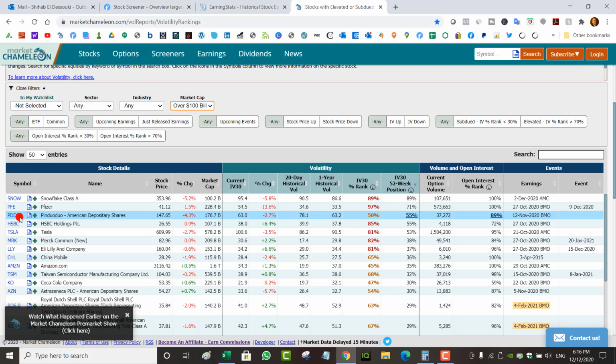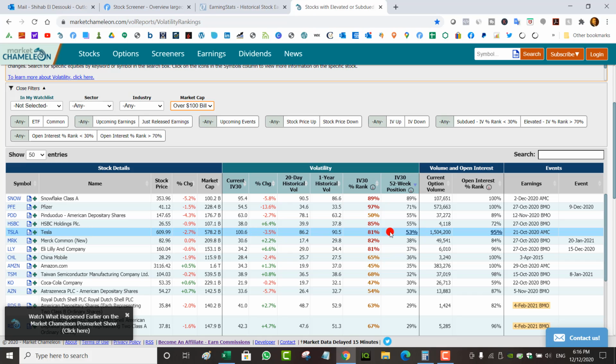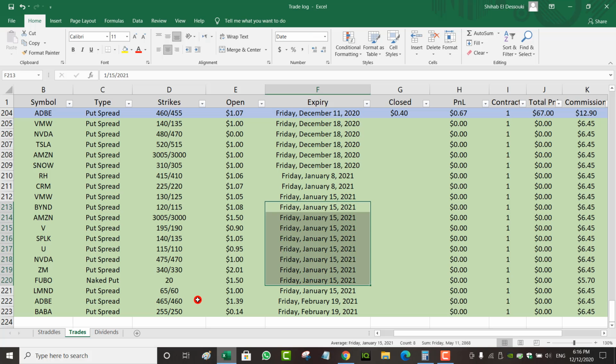PDD has high IV. I actually placed an order on this, but it didn't get filled on Friday. Tesla, of course, has high IV right now, so I do have a trade on Tesla. I forgot what the expiry is. December 18 as well, 520, 515. So kind of close. Last week it dropped to 575. Hopefully it doesn't do that again. But yeah, hopefully this trade can become a winner if Tesla stays above 520 by next Friday.